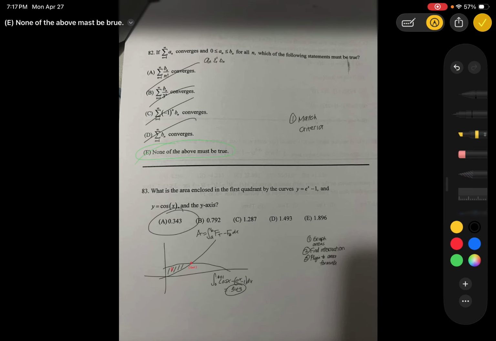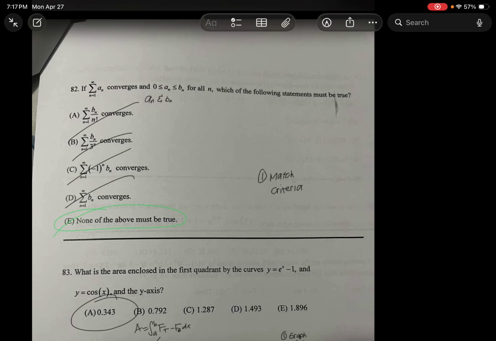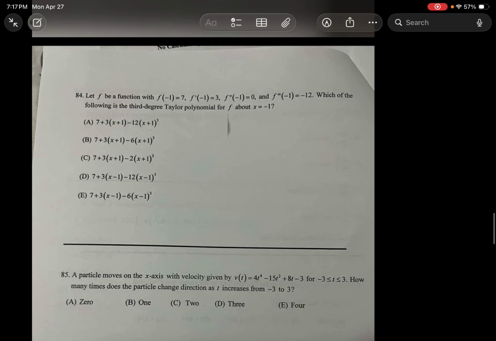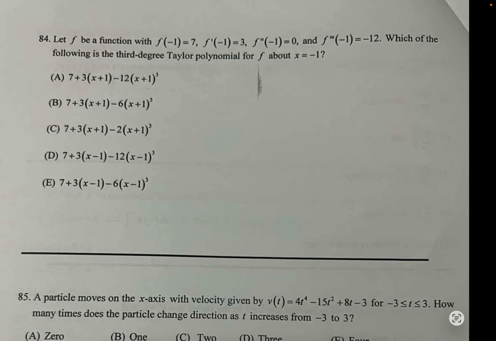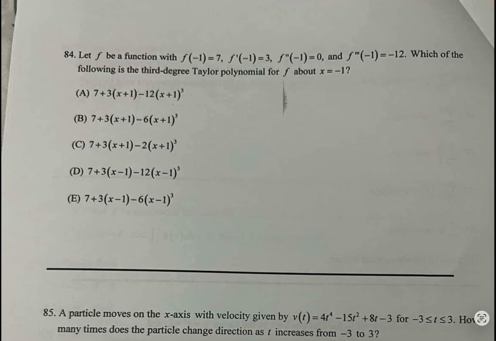This concludes question number 83. We are halfway done. Now we're moving on to Taylor series. So let f be a function with f of -1, which of the following is the third degree Taylor polynomial for f about x equals 1.